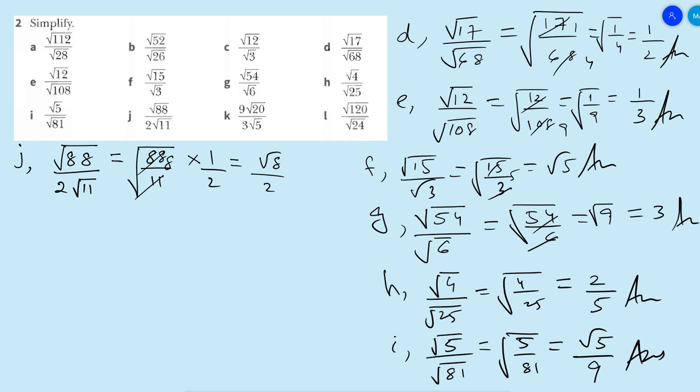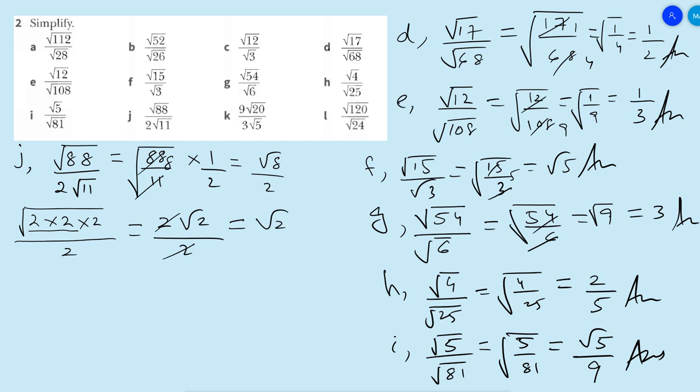Root 8 can be written as root of 2 into 2 into 2, upon 2. 2 into 2 means 4, and root 4 is 2. So the answer is 2 root 2, and this upon 2 remains. 2 cancels by 2, and the final answer of part J is root 2.